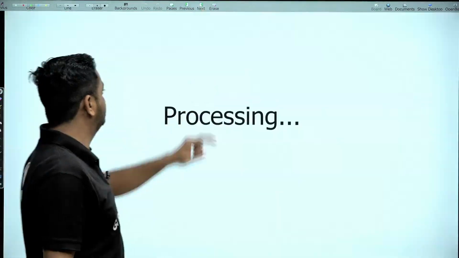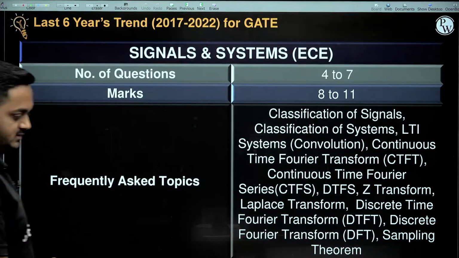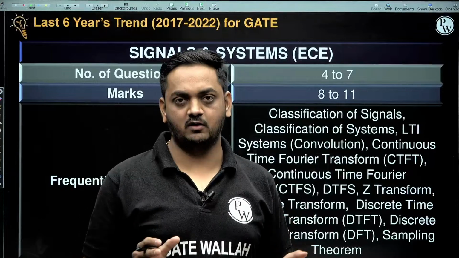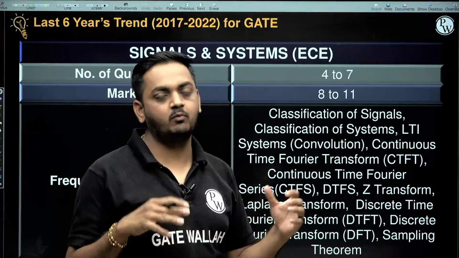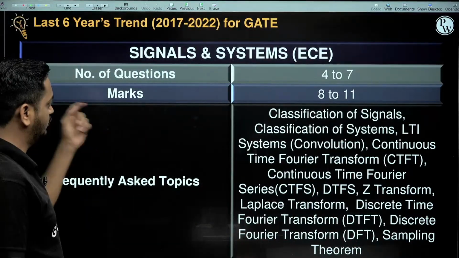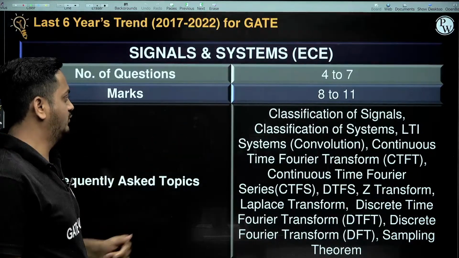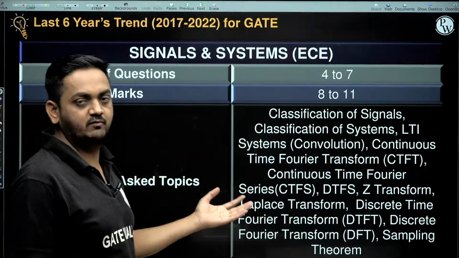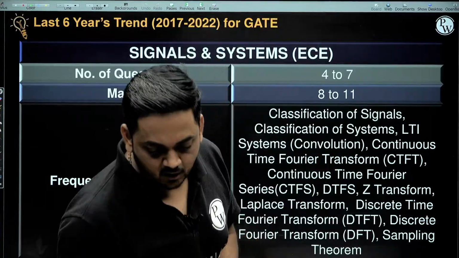Similarly for electronics and communication also. Of course, this is the core subject of ECE, so the weightage is more compared to electrical engineering, and the level of questions also. If I talk about the number of questions every year, the average is 6 questions and the range is 4 to 7 questions every year. Marks are 8 to 11 marks, and these are the hot topics, or frequently asked topics, in the GATE exam for electronics and communication engineering.